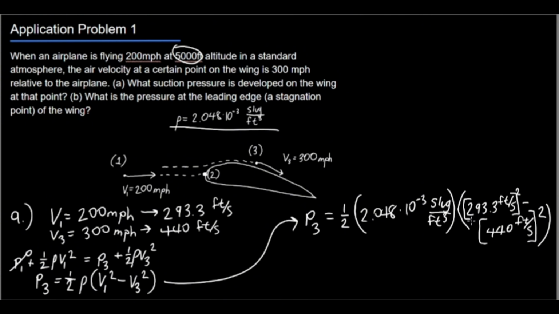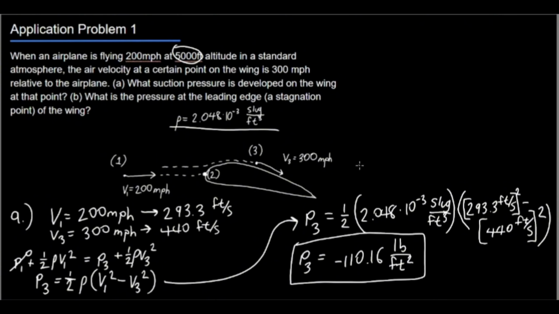All right. And if we solve this out, P3 gets resolved to negative 110.16 pounds per feet squared. All right. And that's part A. Beautiful. Part B, we're going to do right up here. This one's also very simple, very direct.